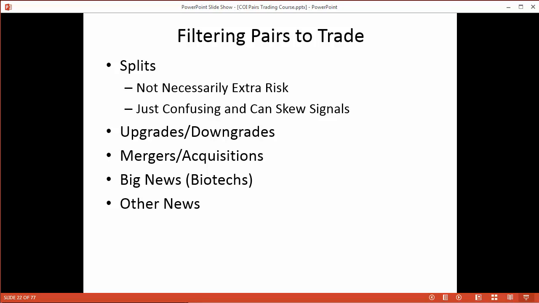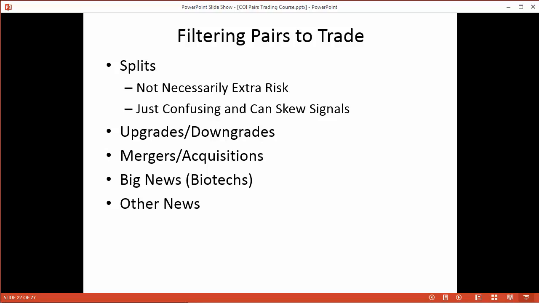So we want to keep our ear to the ground and monitor the news on all of our stocks that we're trading in our pairs list. Also, there's other news. Other news could be some sort of news about a company, again, that materially affects the business. For example, it could be something criminal, like maybe the CFO left with all the money in the company to the Bahamas or something like that.